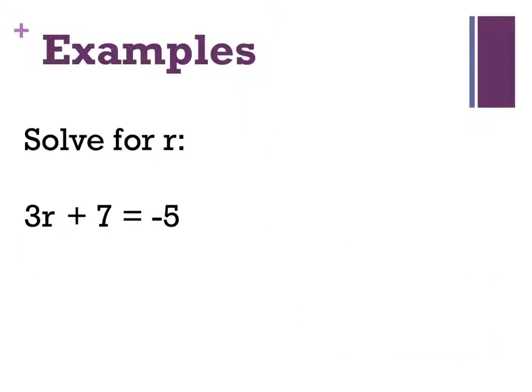This is the very last one I'm going to show you. I'm going to show you this one because it involves a negative. So 3r, oh whoops, I was writing in the wrong colour. 3r plus 7 equals negative 5.